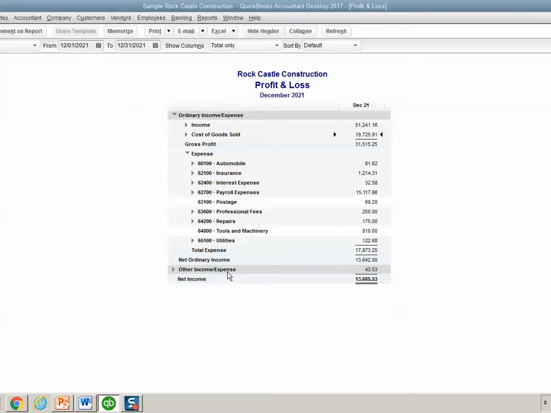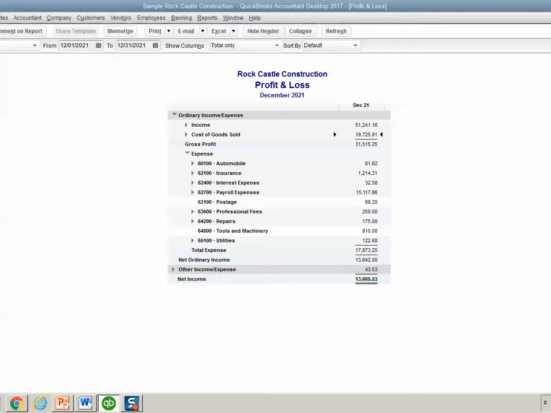Lastly, you'll notice the very bottom line is net income. As a business owner, you may actually refer to this as your bottom line. The net income represents the money your business earned during the time period of the P&L statement, in this case, the month of December. All of your income minus all of your expenses, including your other income and expenses, gives you your bottom line, or your profit. Normally you want this number to be as large as possible.